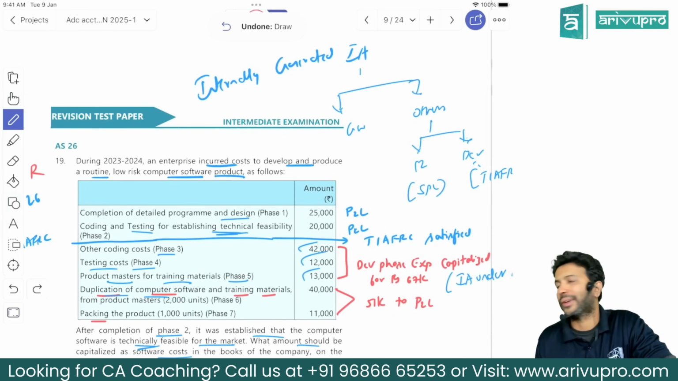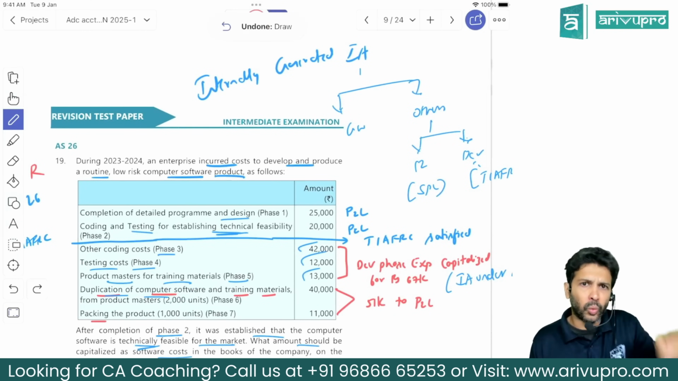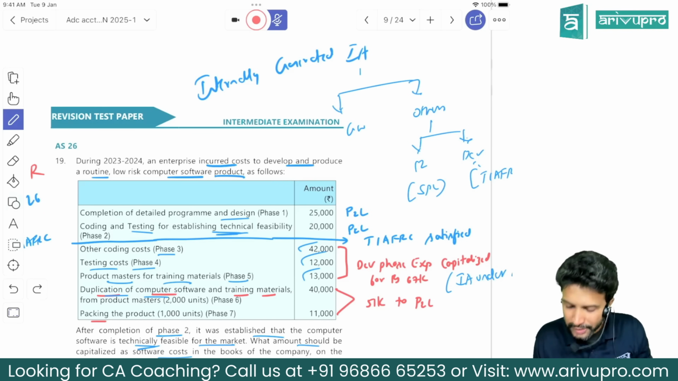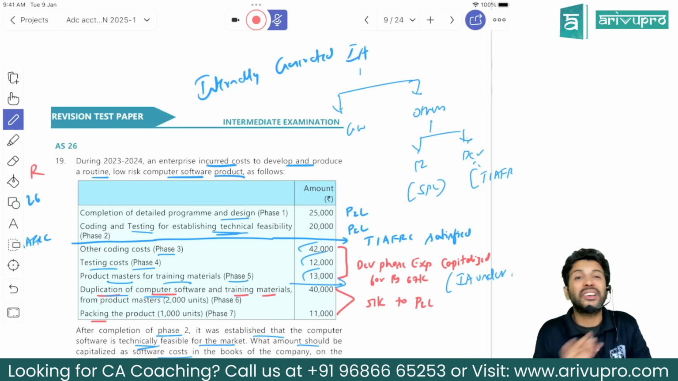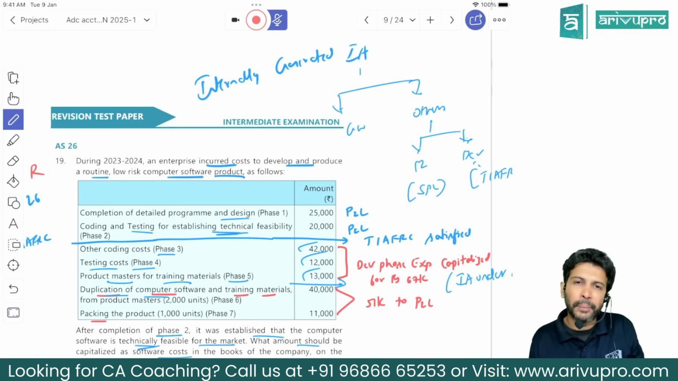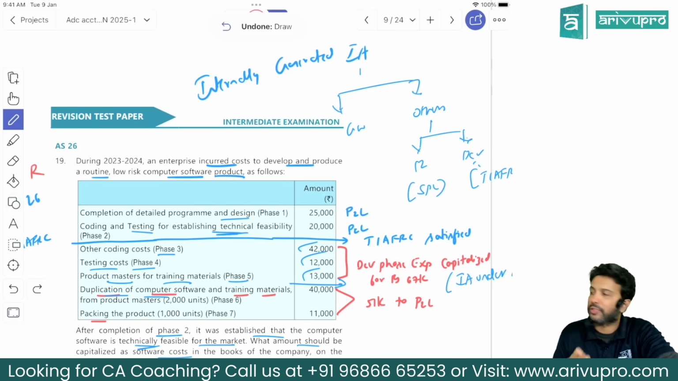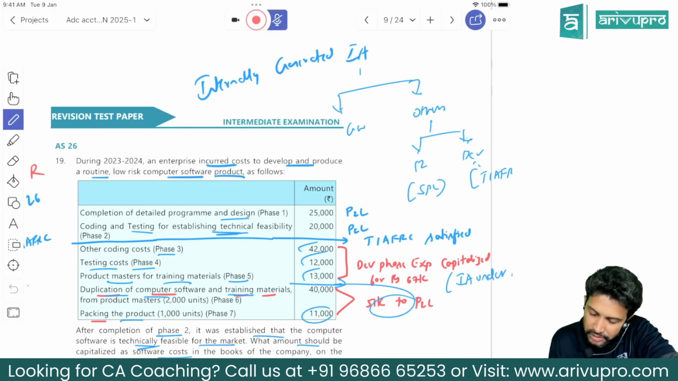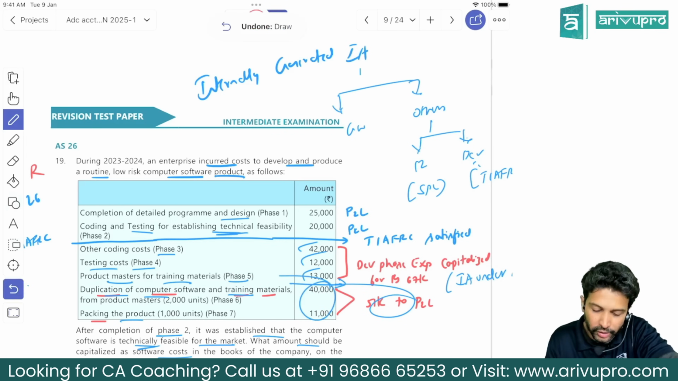Now check. Duplication of computer software. When will you duplicate something? Once it is ready for use. Correct. Once it is ready for use, then only you think about duplication. That means after phase 5, the asset is ready for use. After the asset is ready for use, any expenditure goes to P&L. So in phase 6, the training material you have incurred, 40,000, goes off to the P&L account. Packing of a product, even this expenditure goes off to P&L. So these two added give you 51,000.